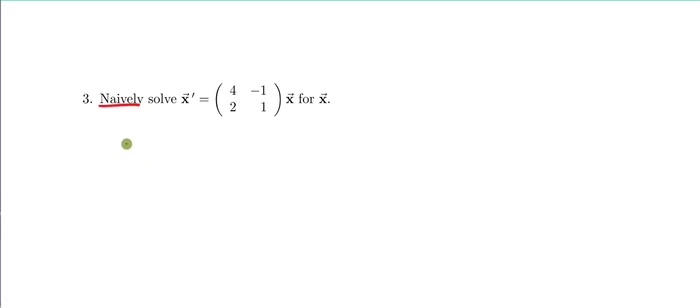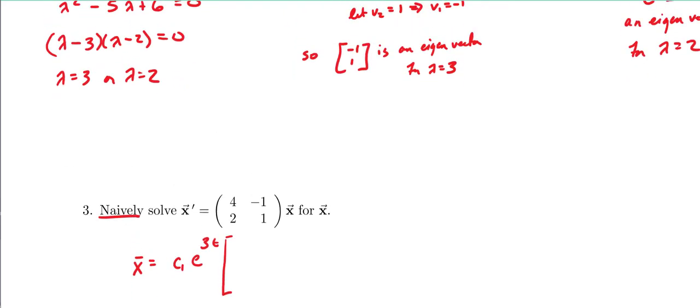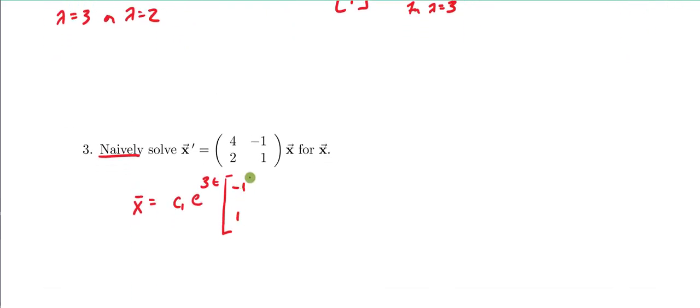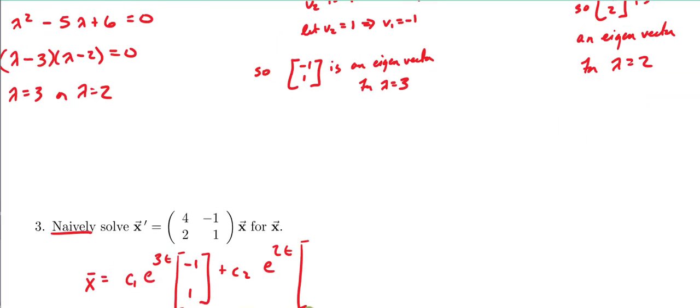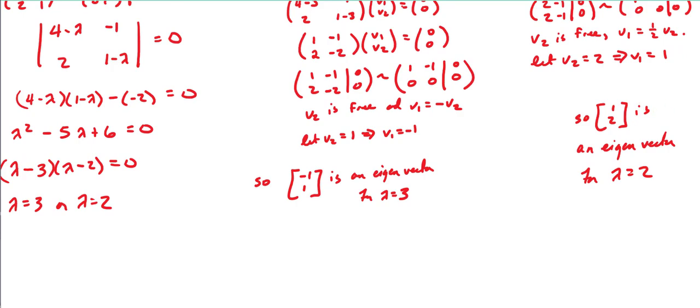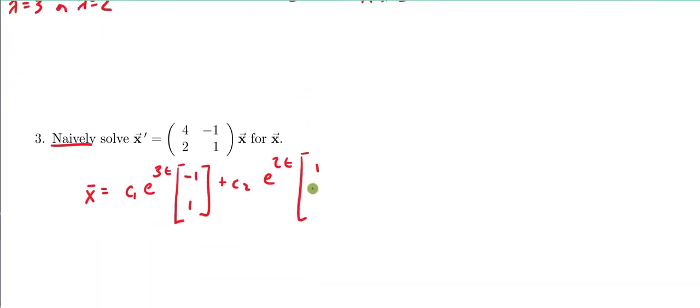What we'll find, and this is the work we're going to develop, and this is why I'm saying we're going to naively solve this, is that the solution, x, is going to be c1 e to the lambda 1, so 3t, times our eigenvector, and our eigenvector that we picked for when lambda was 3 was negative 1, 1, plus c2 e to the second eigenvalue, e to the 2t, and its associated eigenvector that we came up with was 1, 2.